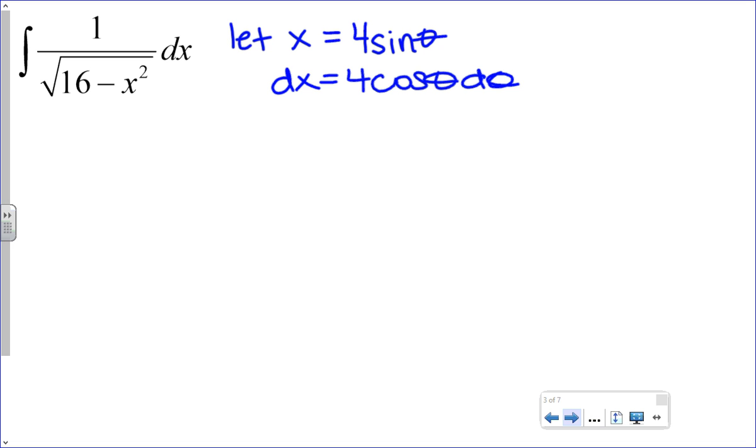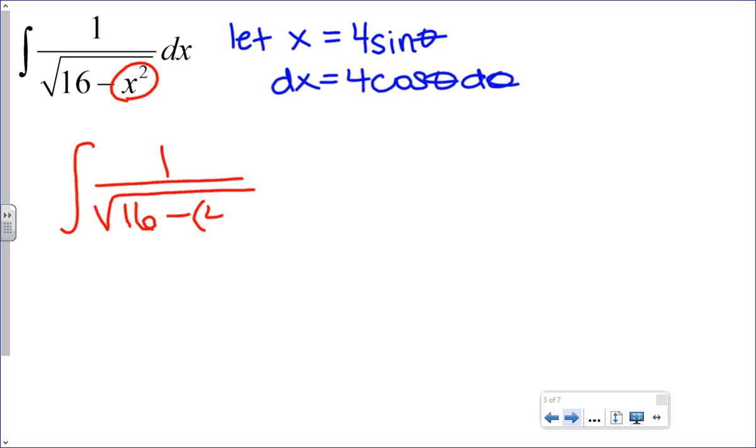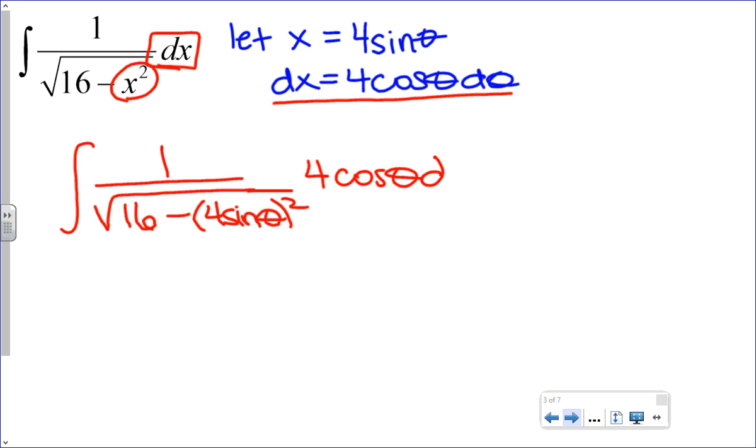Just like u substitution, we can only make substitutions based on what we have in the integral. But this is where it's nice. In u substitution, we like make patterns fit, right? Where here, our dx is just a straight up substitution. All right? So, what do we have? Well, we have 1 over 16 minus our x squared becomes 4 sine theta, the quantity squared. And our dx becomes 4 cosine theta d theta.